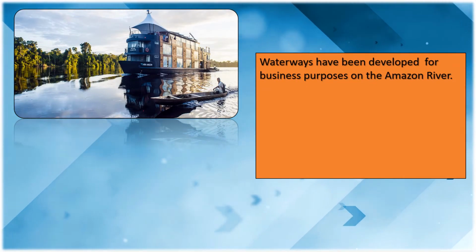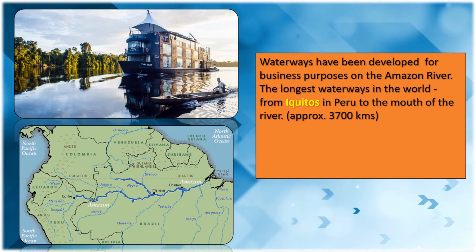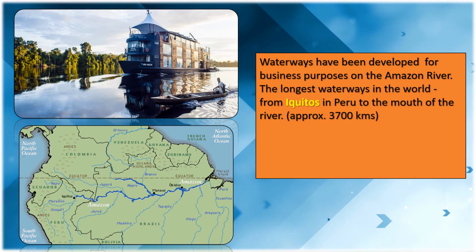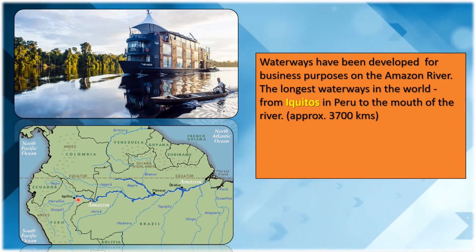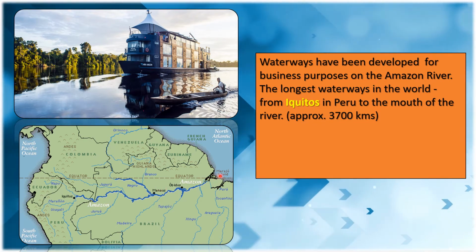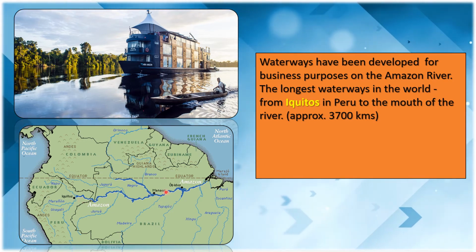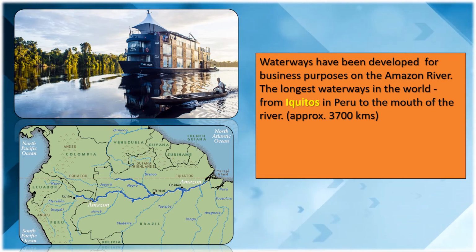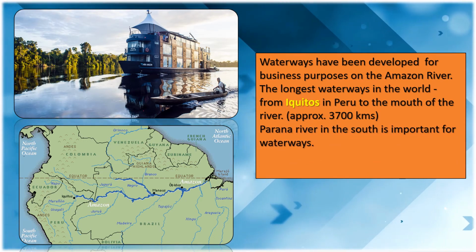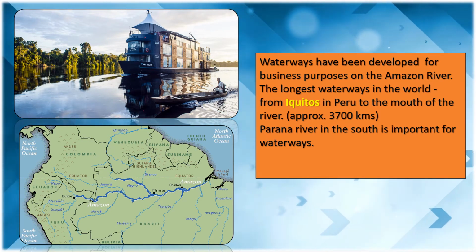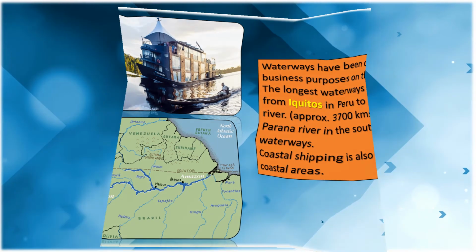Waterways have been developed for business purposes on the Amazon River. The longest waterway in the world runs from Iquitos in Peru, neighboring Brazil, to the mouth of the Amazon. The length of this waterway is approximately 3,700 kilometers, the longest in the world. The Paraná River in the south is important for waterways. Coastal shipping is also carried out in the coastal area.